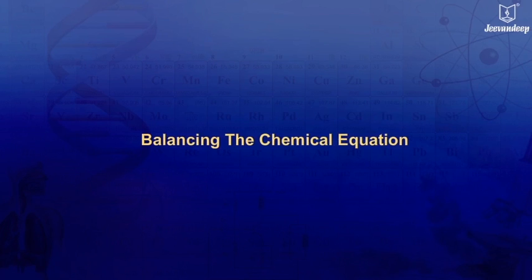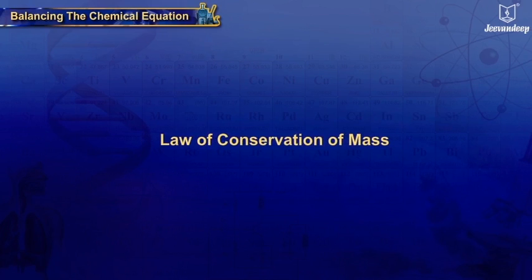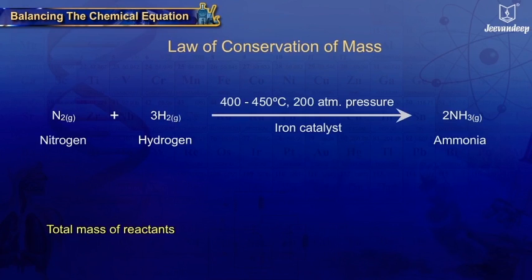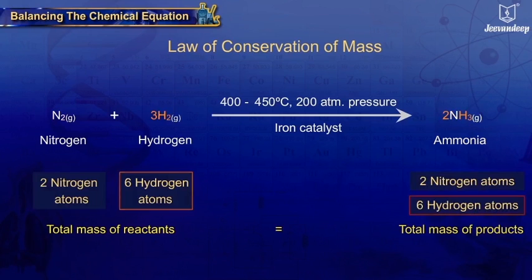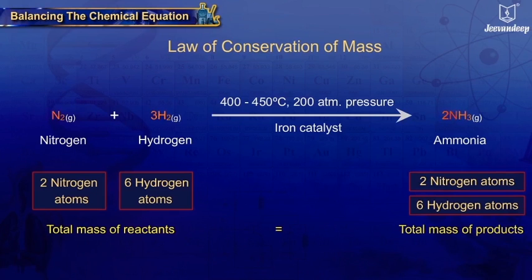Balancing the chemical equation. According to the law of conservation of mass, the total mass of the reactants remains equal to the total mass of the products during a chemical reaction. In other words, the number of atoms of each element remains same before and after a chemical reaction.